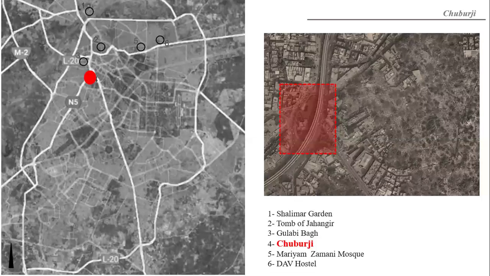The second case study of this typology is Chuburji, which is located in the northwest of Lahore city. It faces Miani Sahab to its east, Ponch House to its south, Mayo College to its north, and the residential area of Shamnagar to its east. Recently, a metro line running north to south is dangerously passing the site in close proximity.